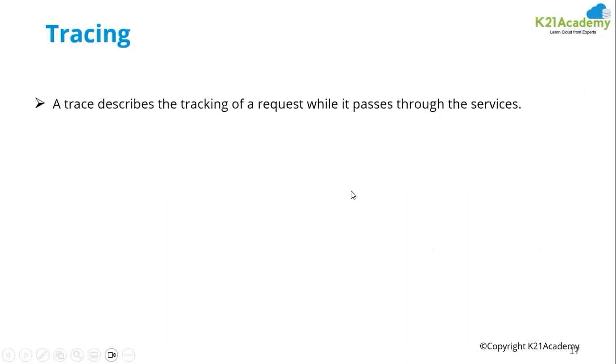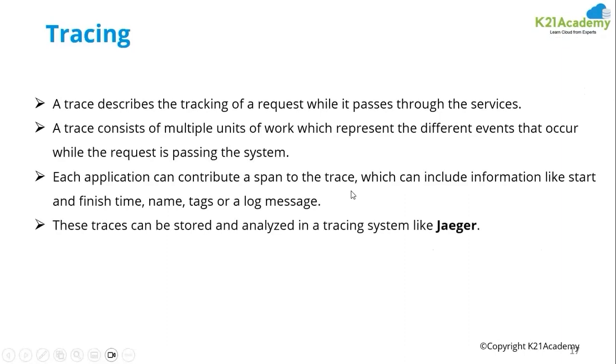So moving ahead to tracing. What do we have in tracing? We have these 4 points in tracing. A trace describes the tracking of a request while it passes through the service. A trace consists of multiple units of work which represent the different levels that occur while the request is passing. Each application can contribute a span of the trace that can include information like start time, finish time, the name of that service, the tags given to it, and how the logging messages were done. These traces can be stored and analyzed in a tracing system like Jaeger. There are different tracing systems available with the help of which you can do the tracing.